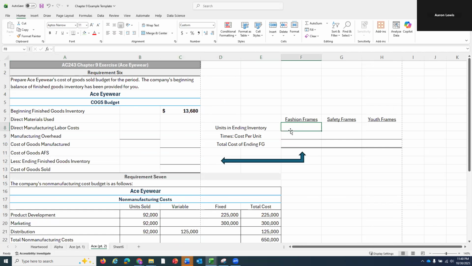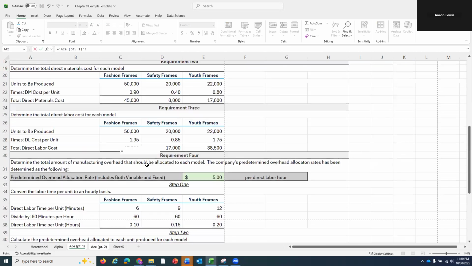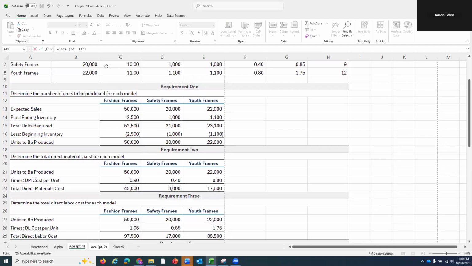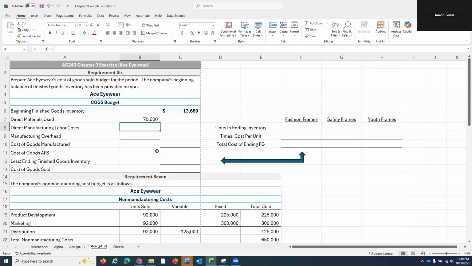So, what do we have here? What is our expected total amount of cost that we are going to incur? Well, we have direct materials used. We made a budget for that. So, going back over to the other set of budgets, our direct materials used is estimated to be a total of 45,000 for fashion frames, 8,000 for safety frames, and 17,600 for youth frames. So I can just add those three direct material costs for our three individual product lines together and get our total direct material cost, which is expected to be 70,600.